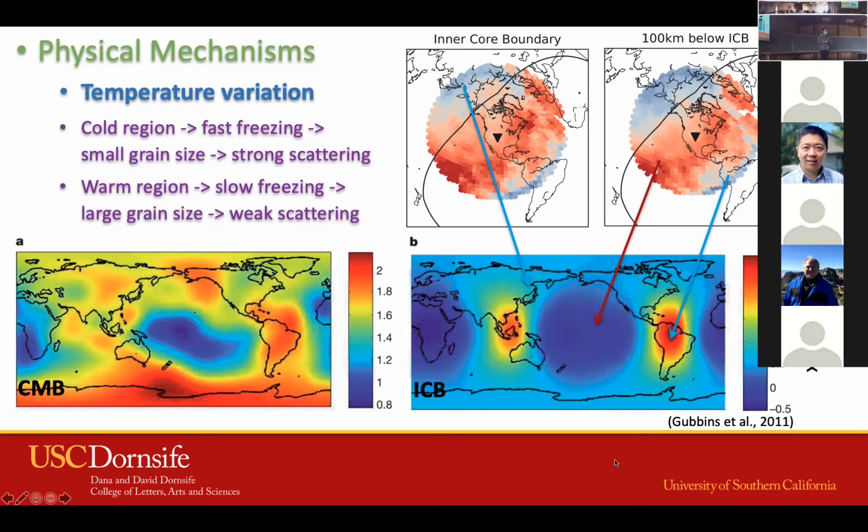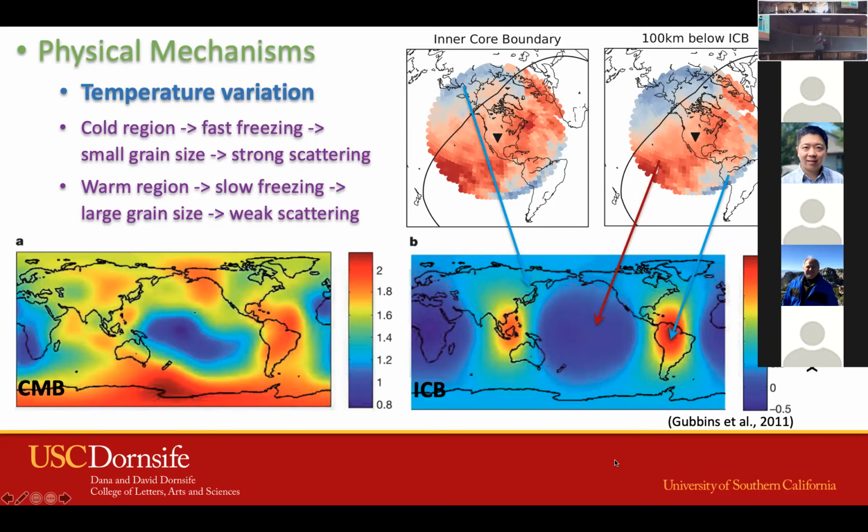The crystallization here is fast. Because it's fast, it will generate small grain size and random alignment of the crystals. So this behavior tends to generate strong scattering. Okay. So the second one is for the warm region, where the snow freezing is slow. So it relatively generates large grain size and tends to generate weak scattering.